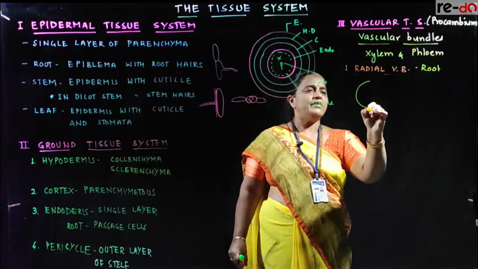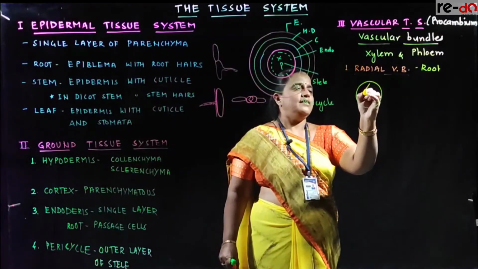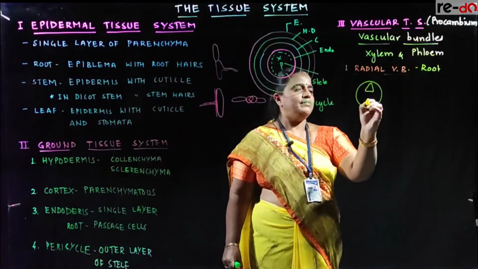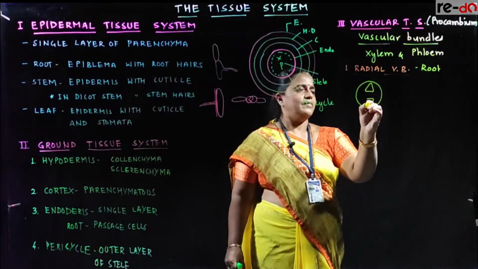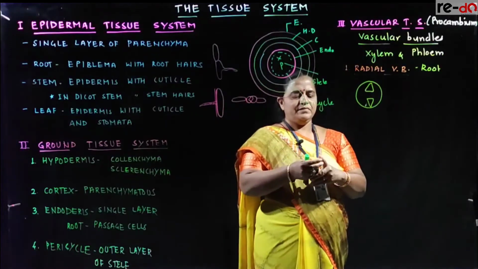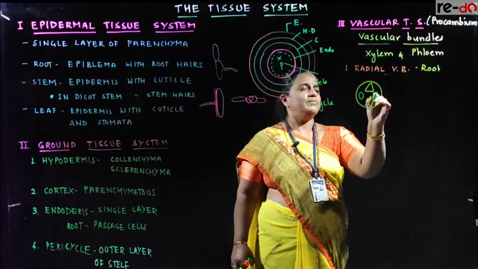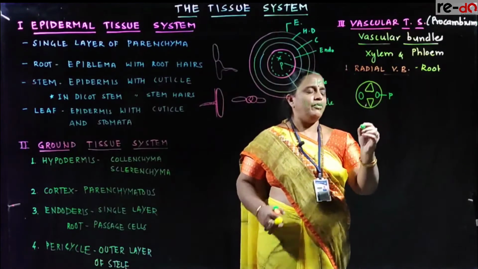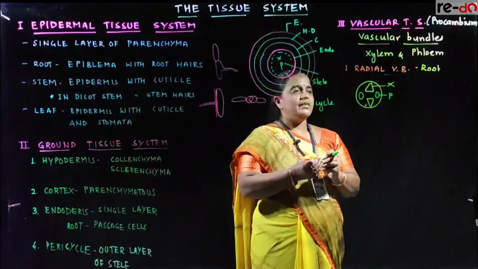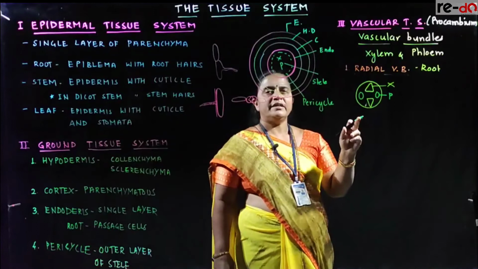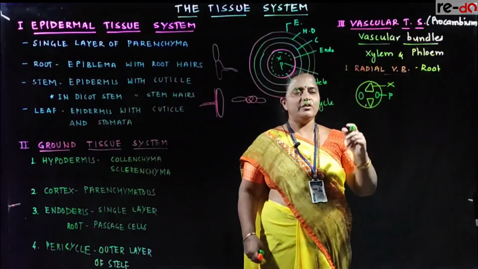Consider this is the stele part, meaning this middle portion. This is xylem, and the other is phloem. So P for phloem and X for xylem. Here, if you see, xylem and phloem are arranged on different radii, hence it is called radial vascular bundle. It is found in the root.